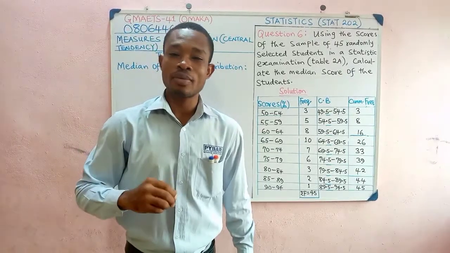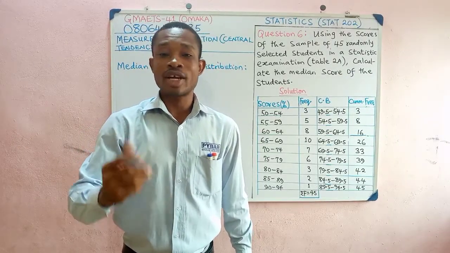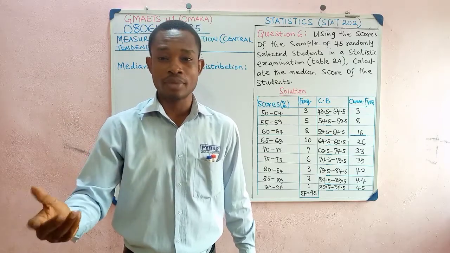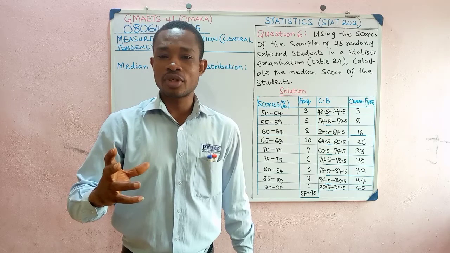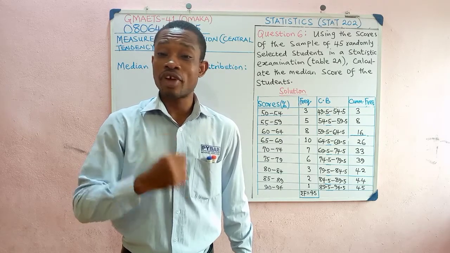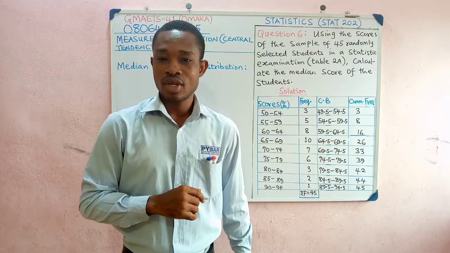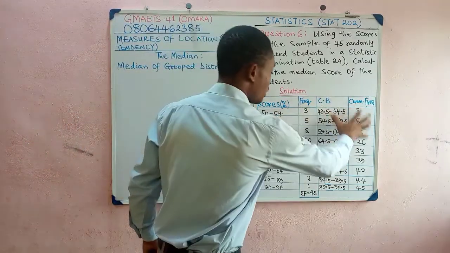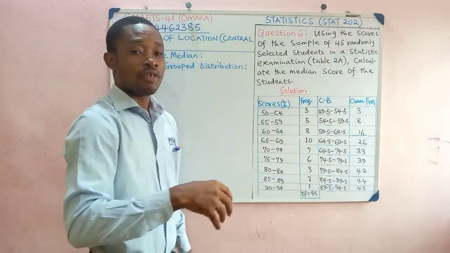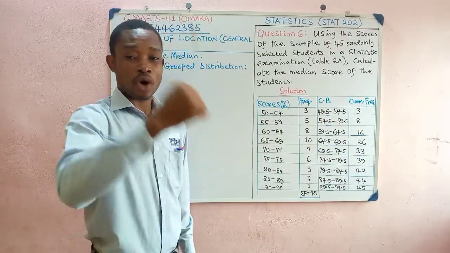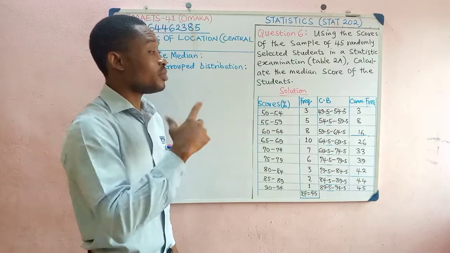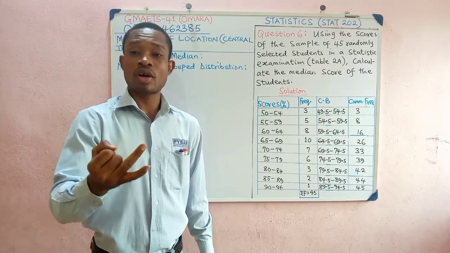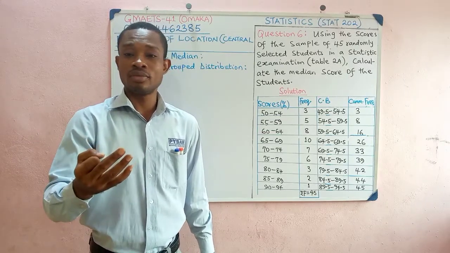Okay, so how do we solve this problem? You would recall that in the previous videos, we've already established this table 2A from a given problem. It's a grouped frequency distribution problem actually. And so we are asked to find the median score of these students. So what do we do? First of all, we have to bring out the required columns from table 2A. Remember, you're calculating the median, so you need the class boundary column, the frequency column, and the cumulative frequency column, alright?